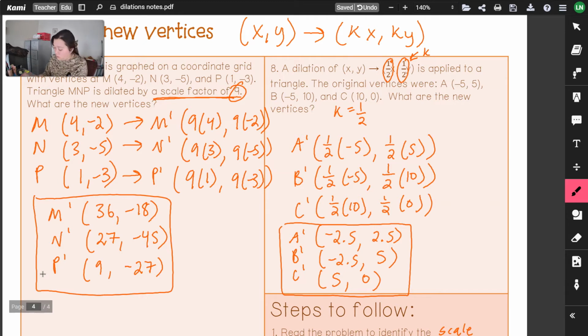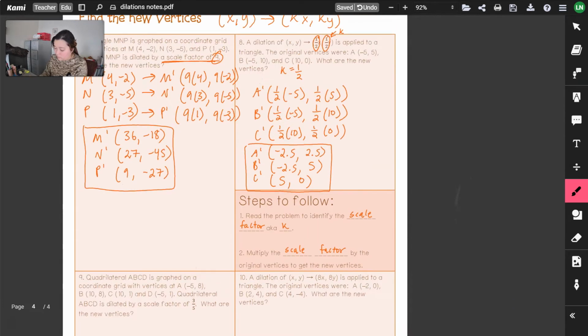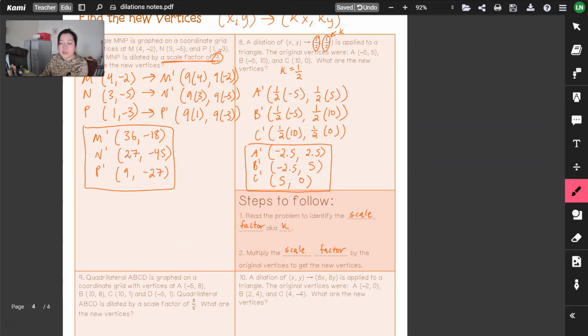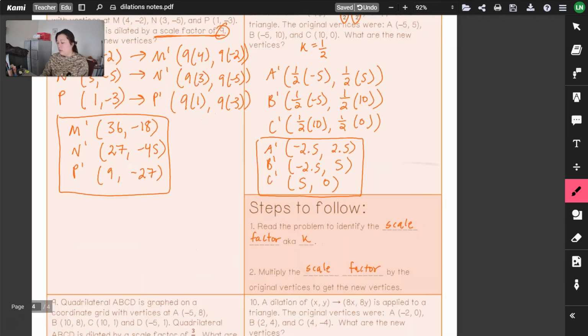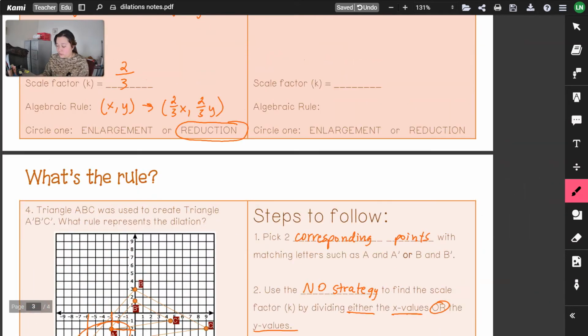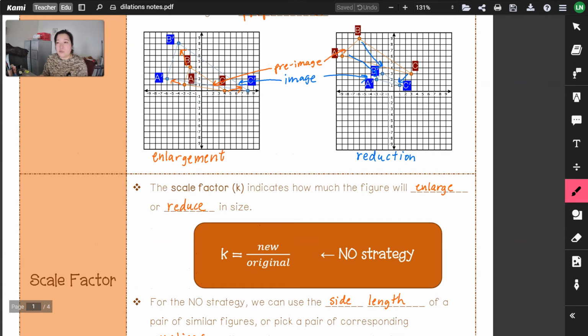Okay? Take a minute to finish off number 9 and 10. If you need inspiration, just look back up at number 7 and 8, because you're basically doing the same thing with different numbers. And that's it for dilations. Hopefully this was a nice breath of fresh air after rotations, because really all you have to do is figure out what the scale factor is and then multiply everything. That's really all there is to it.